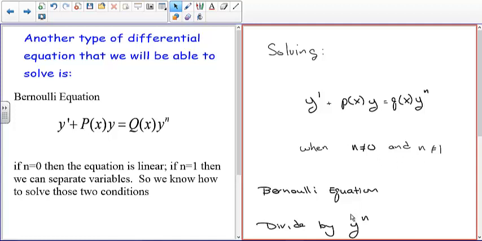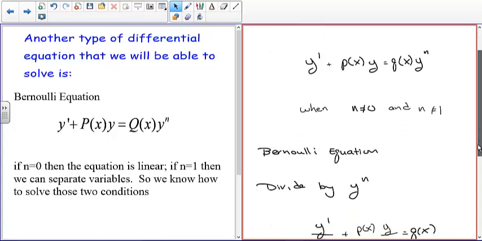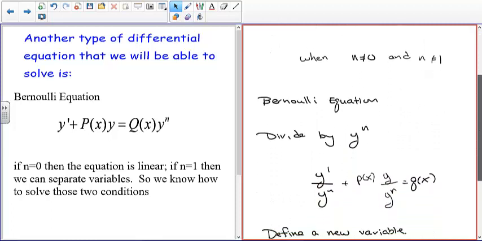So what we do is we divide the equation by y to the n. So whatever this nonlinear term is, we divide every term in the expression by y to the n. So what happens is the right-hand side, instead of being q of x times y to the n, just becomes q of x. So we have our derivative divided by y to the n. We have our function divided by y to the n. We have this not divided by anything anymore.